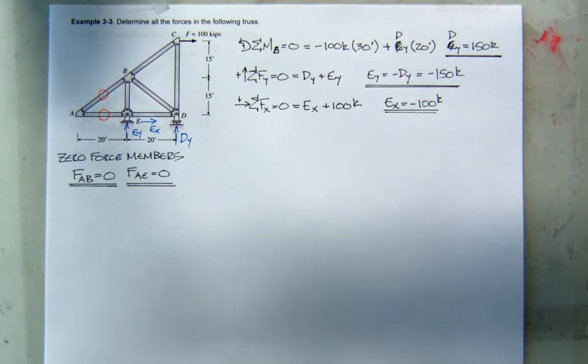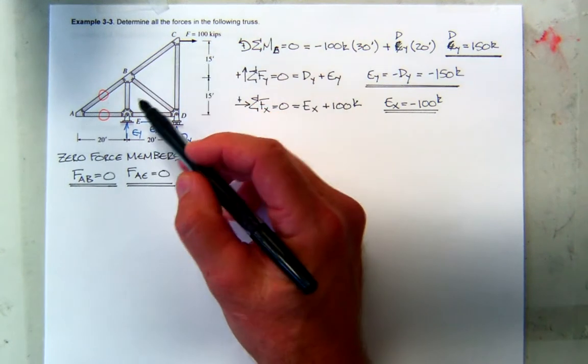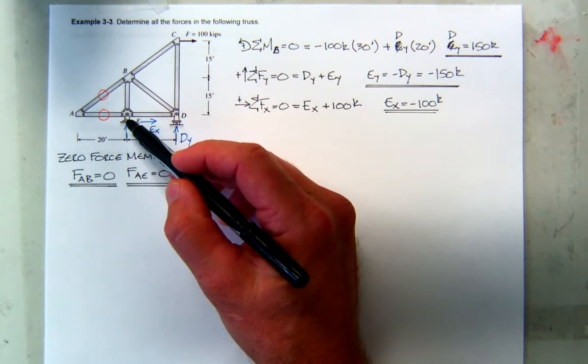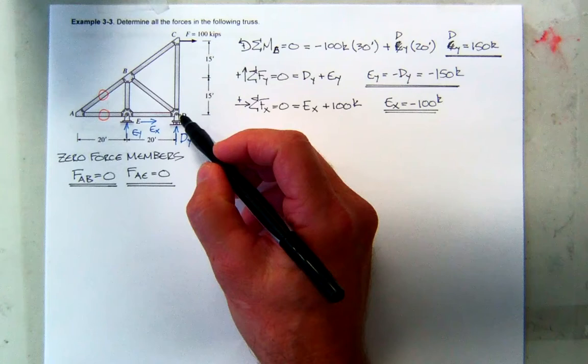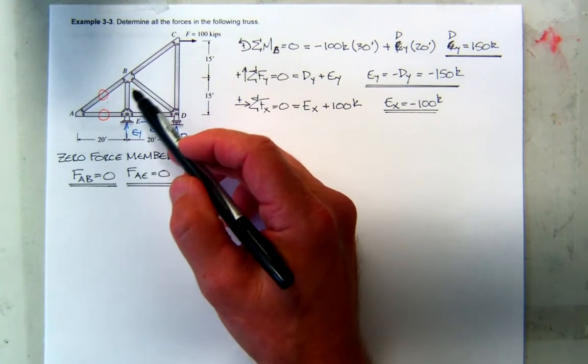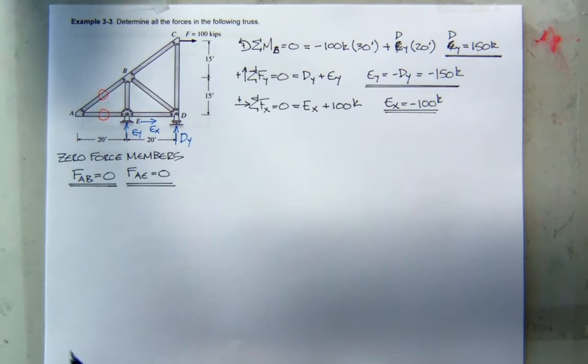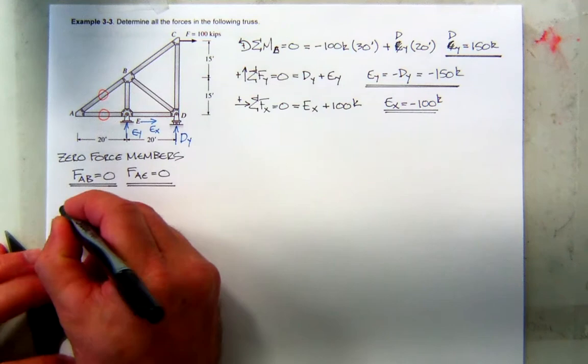Okay, so now we have lots of choices. We can go to C. We could go to E. Right now we can't go to D because there's 1, 2, 3 unknowns. And we can't go to B, there's 1, 2, 3 unknowns. So we'll either go to C or E. Which one do you guys want to go to? C. What do we say? C? So let's go to joint C.